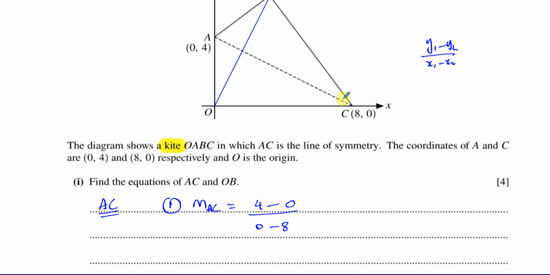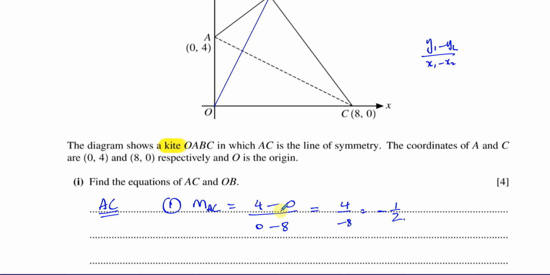It doesn't matter which way. If I did 0 minus 4 over 8 minus 0, that would also be fine. You would still get the same answer, but it must be change in y over change in x. In this case, it's 4 over negative 8, which is going to give you negative a half. And if we did it the other way around, we would have got 0 minus 4 over 8 minus 0, which is negative 4 over 8, also negative a half.